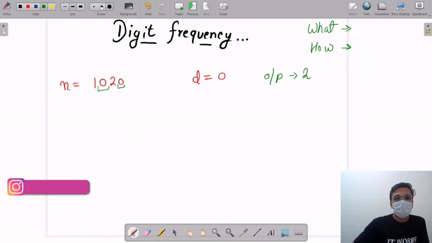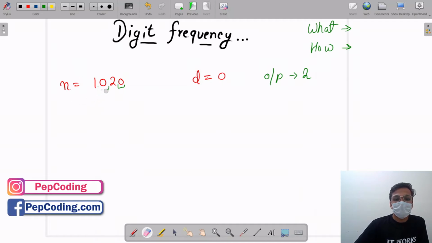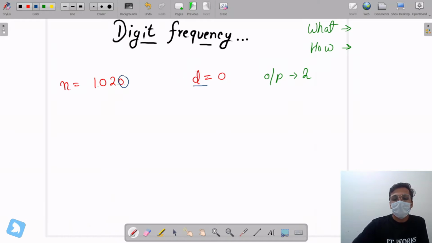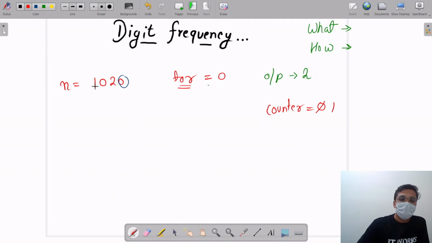So what we are going to do here is check our last digit with this digit d, or we can say the target. When we compare this last digit with the target, if the two values are the same, we are going to increment a counter variable by 1. Initially it was 0, and we increment it by 1. After that, we are going to remove this last digit. After removing it, our new number is going to be 102.